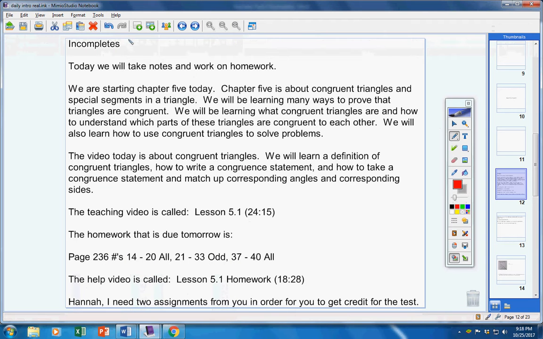Let's see. Now, today, ladies, we're going to take notes, and we're going to work on homework, okay? Now, please listen carefully. We are starting Chapter 5 today. Chapter 5 is all about congruent triangles and special segments in a triangle. We're going to learn many ways to prove that triangles are congruent. We will also be learning what congruent triangles are and how to understand which parts of these triangles are congruent to each other. We will also learn how to use congruent triangles to solve problems.